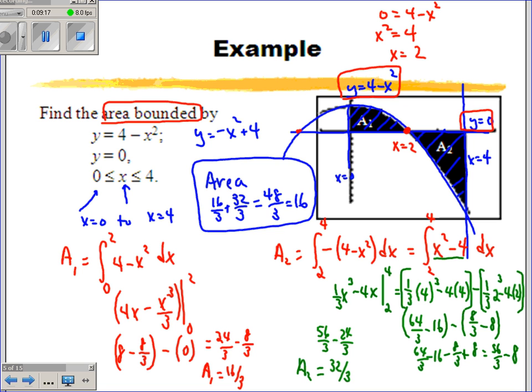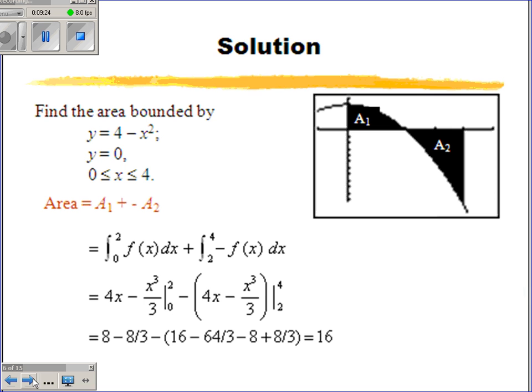So there's 16 square units between those two areas. And this is just showing you the steps.